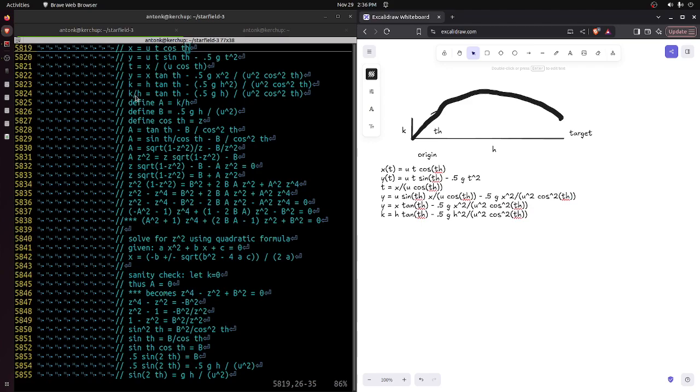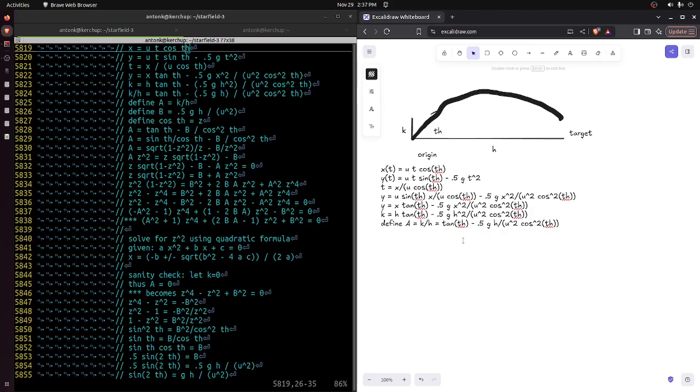Okay, so we can define this term k divided by h, which is going to be a. So define a as k divided by h, which becomes, basically we just cancel out one of these h's. So this becomes tan theta minus 1/2 g h divided by u squared cosine squared theta.